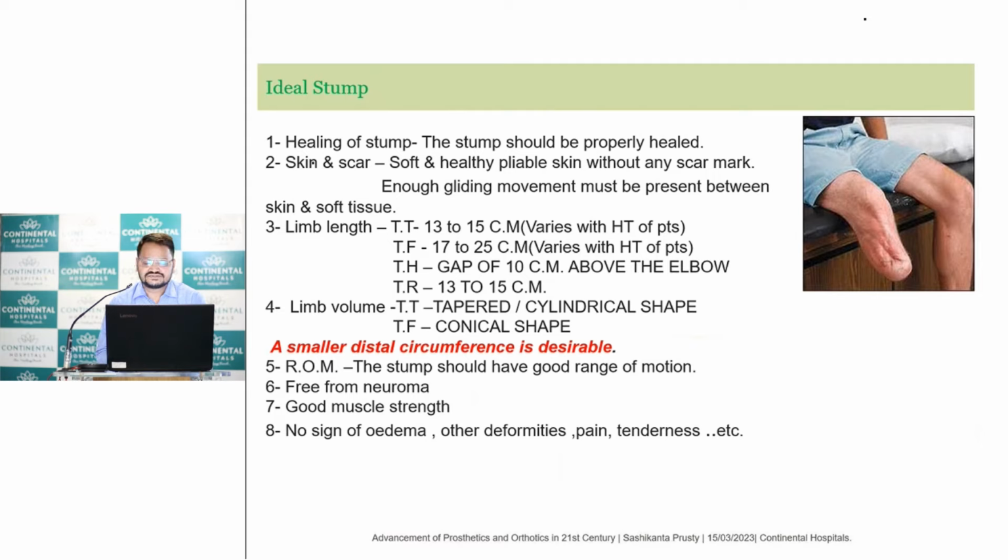For TF, that is transfemoral, 17 to 25. Then transhumeral, a gap of 10 centimeters above the elbow axis. Then below elbow, that is transradial, 13 to 15 centimeters from the elbow axis to the stump end. Then limb volume. For transtibial, it's a tapered or cylindrical shape, so it gives good control.